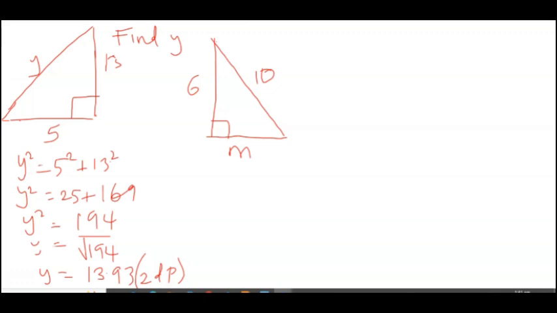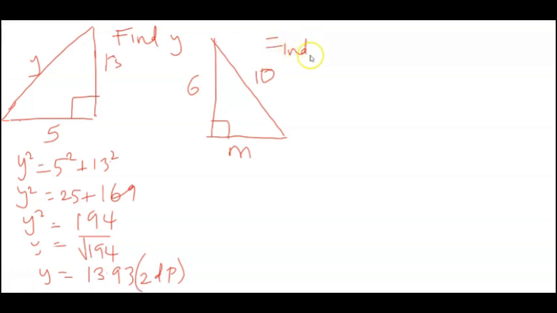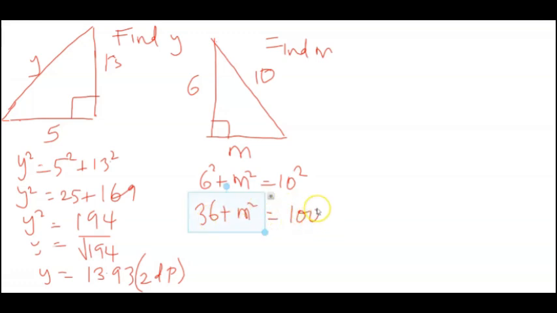You're supposed to find m. This is a right angle triangle, so we apply the Pythagoras theorem. So from Pythagoras we can say that 6 squared plus m squared should be equal to 10 squared. So 6 squared is 36, plus m squared should be equal to 100. Is that okay? Our goal is to find m.